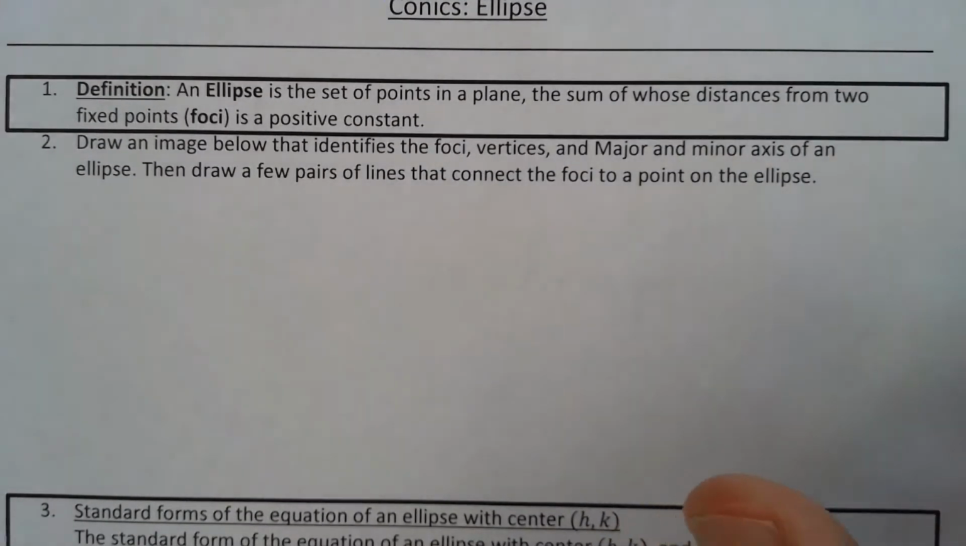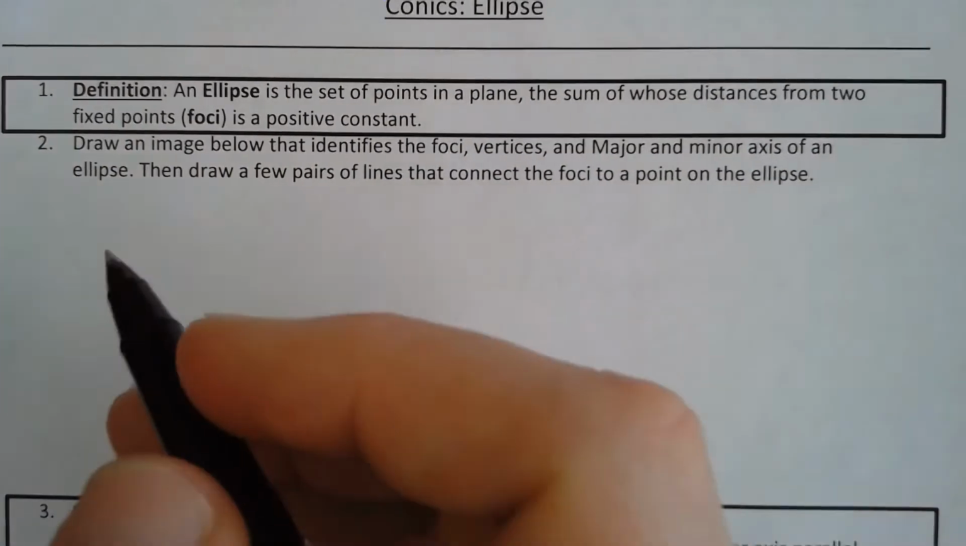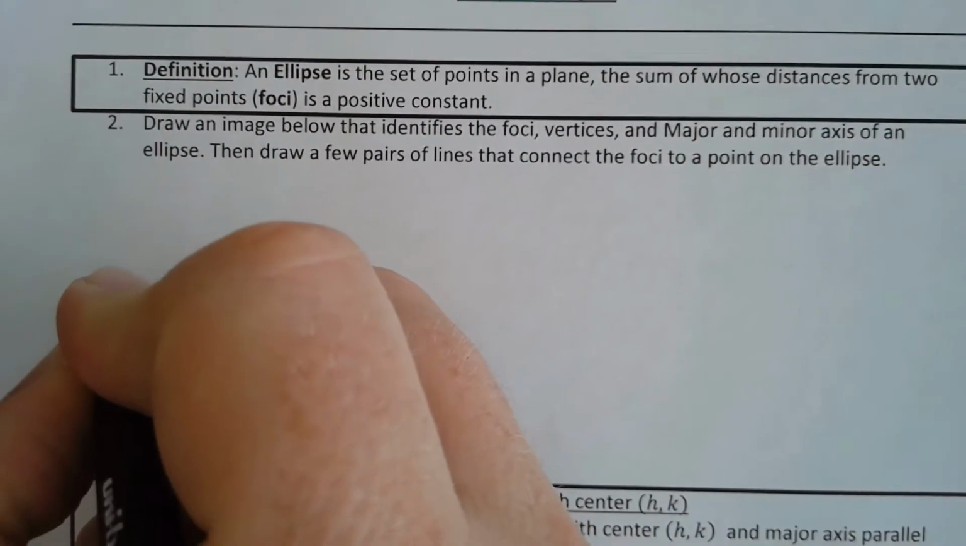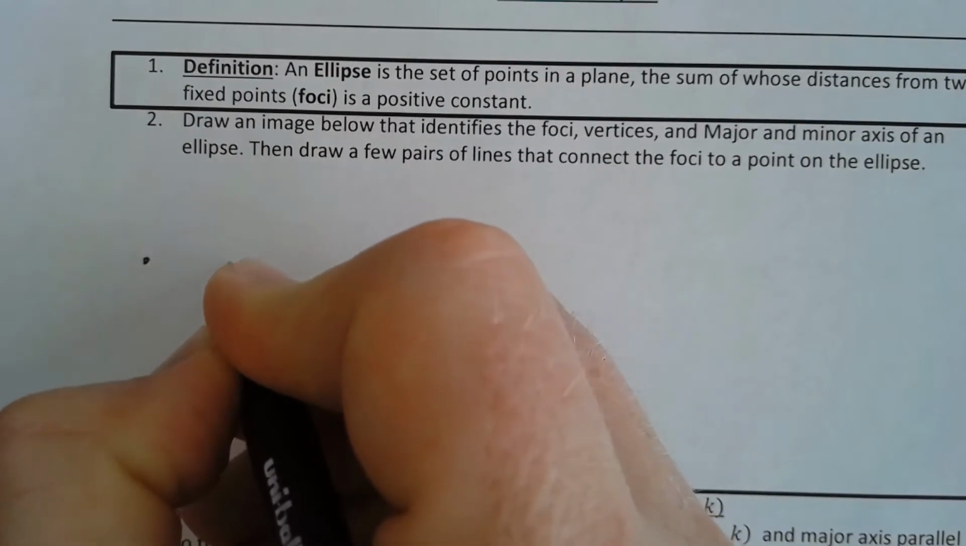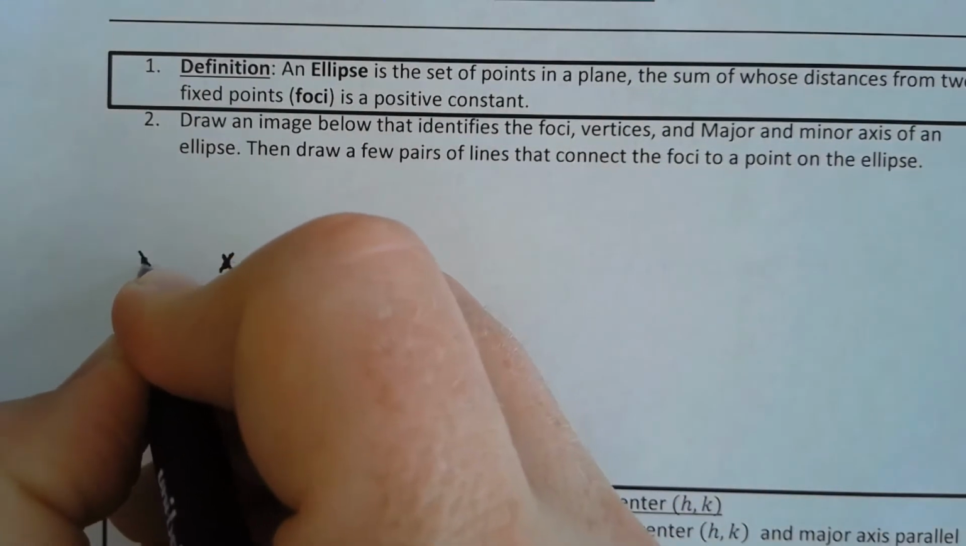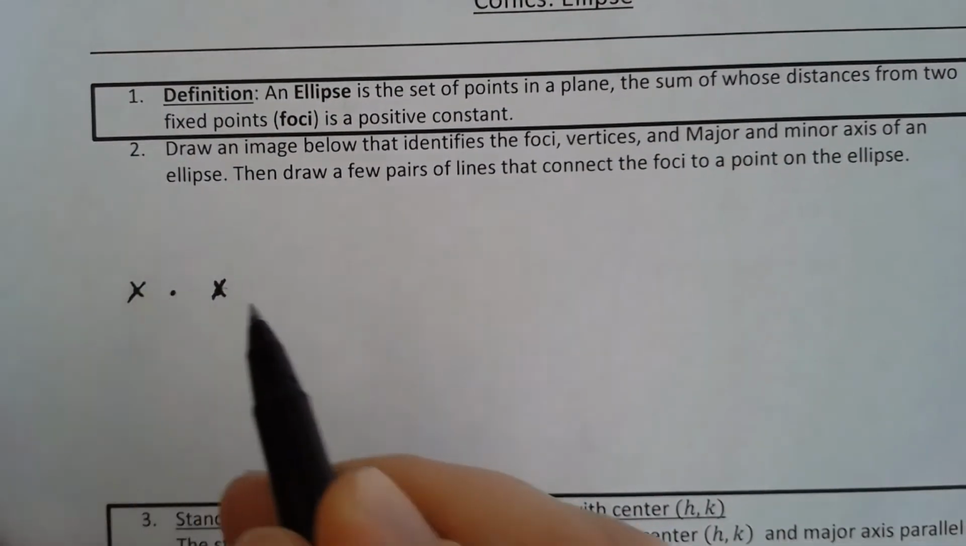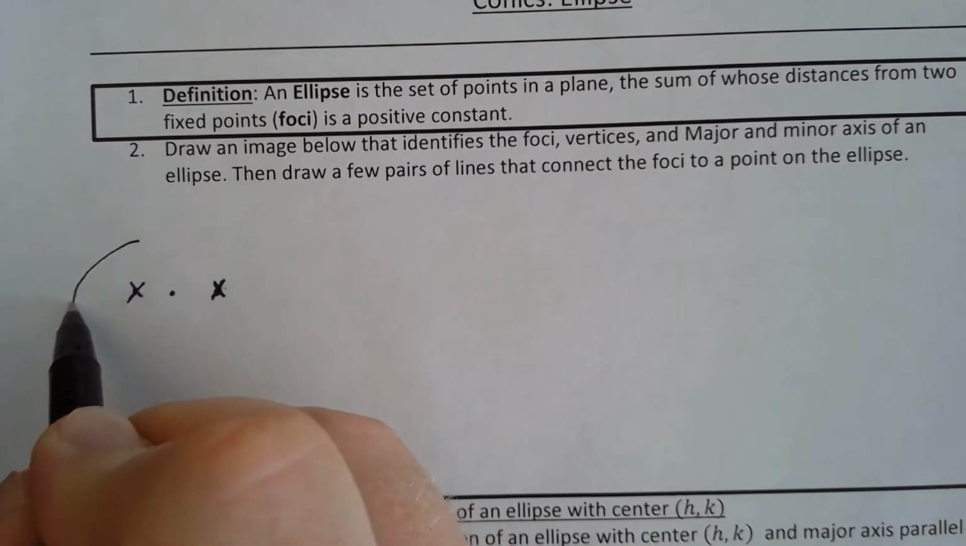Now this definition seems really off-key, especially compared to that of the parabola definition. So let's go ahead and talk about the 2 points that we have. Those are considered the foci. Again, I'm going to label them as x's this time around. If I were to draw an ellipse around those 2 points, the center being somewhere right about here, we've got something that looks something like this.